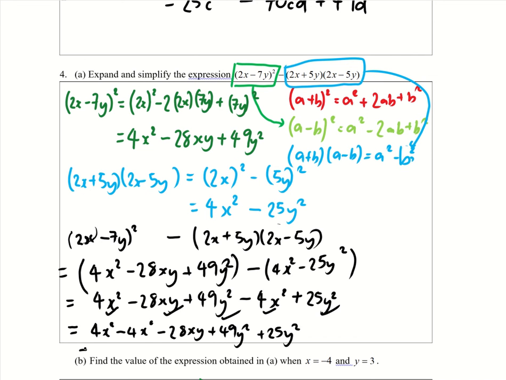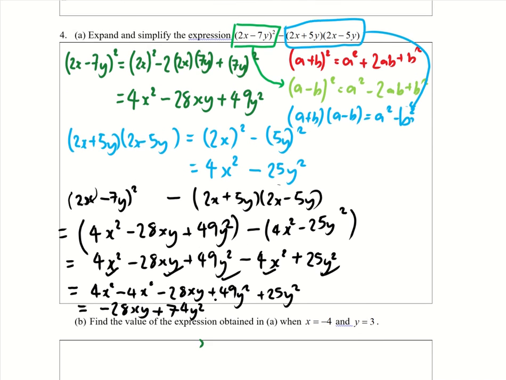And then simplifying this, 4x squared minus 4x squared is simply 0. Minus 28xy is alone, so minus 28xy, just rewrite back. And then plus 49y squared plus 25y squared, you will get plus 74y squared. So this is your answer over here.